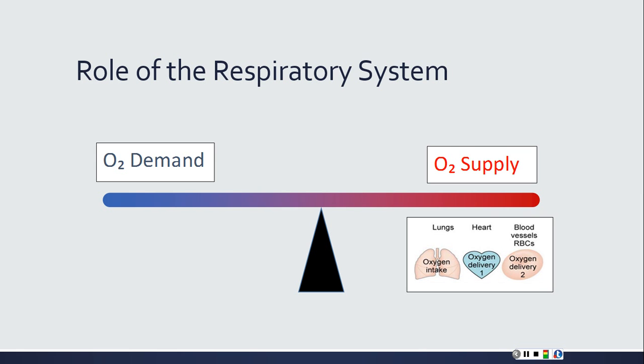You can have a breakdown in one or the other, regardless, same outcome. You have decreased tissue perfusion. Okay, so this is what this is going to represent, and we'll show you some alterations here in a minute.